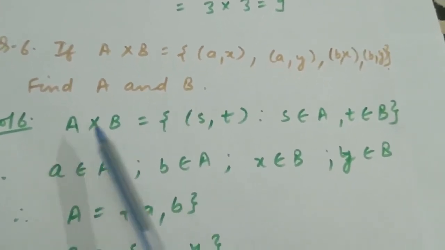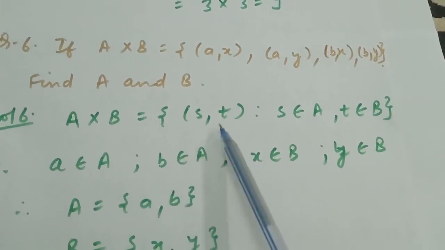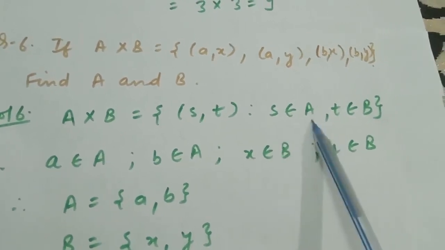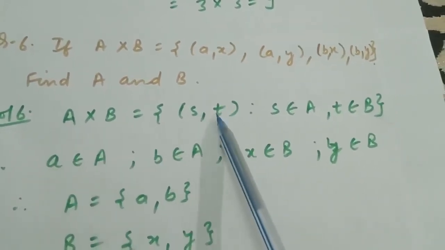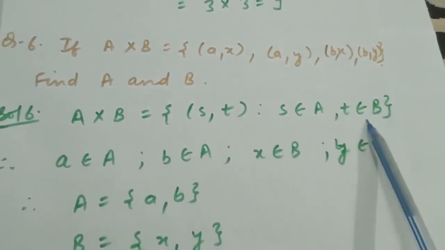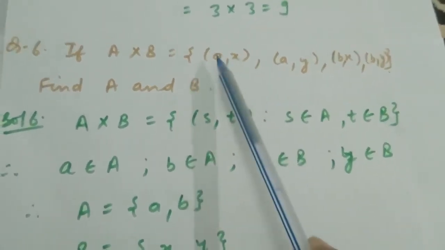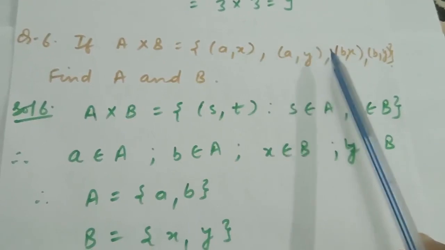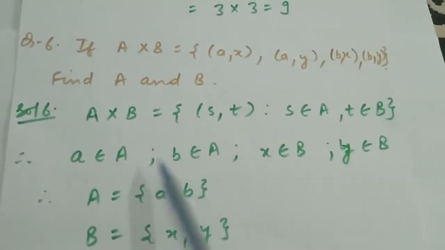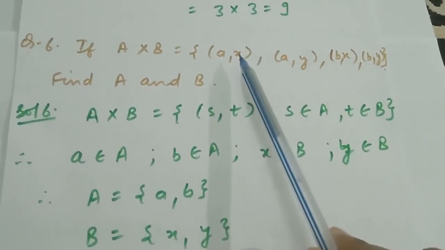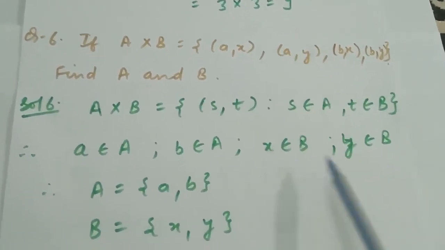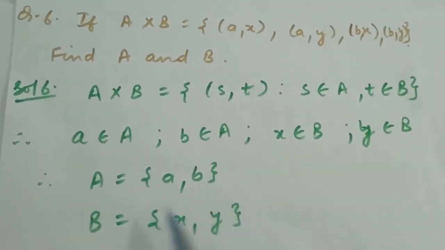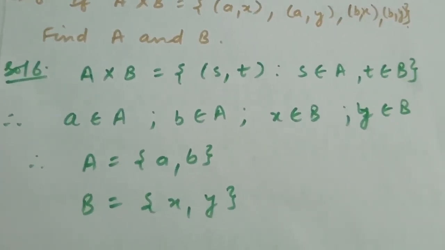As we know, the A cross B set basically includes the ordered pairs in which the first element belongs to the first set A and the second element belongs to the second set B. Clear? So A cross B has these 4 elements. Therefore, the first elements, that is a and b, will belong to the set A and the second elements, that is x, y, will belong to the set B. Therefore, the set A will be {a, b} and the set B will be {x, y}.